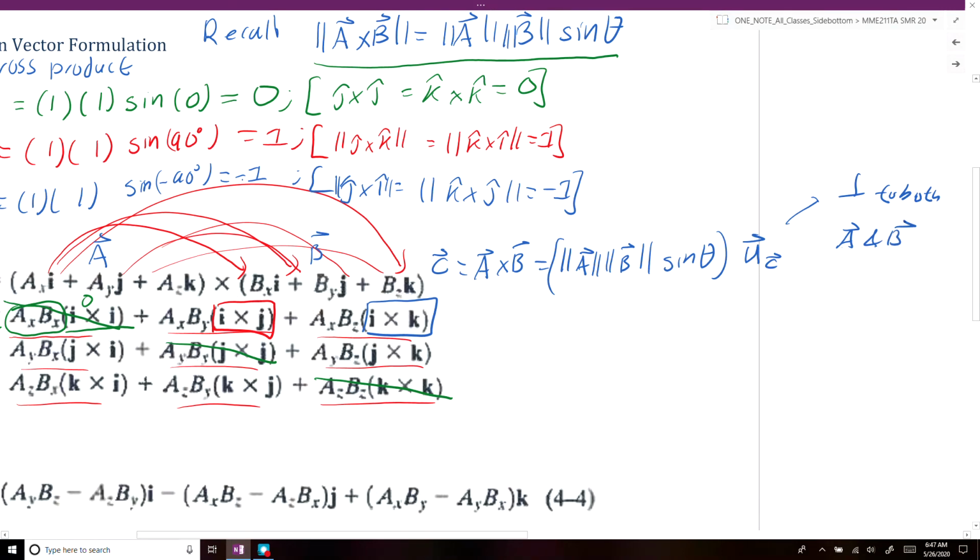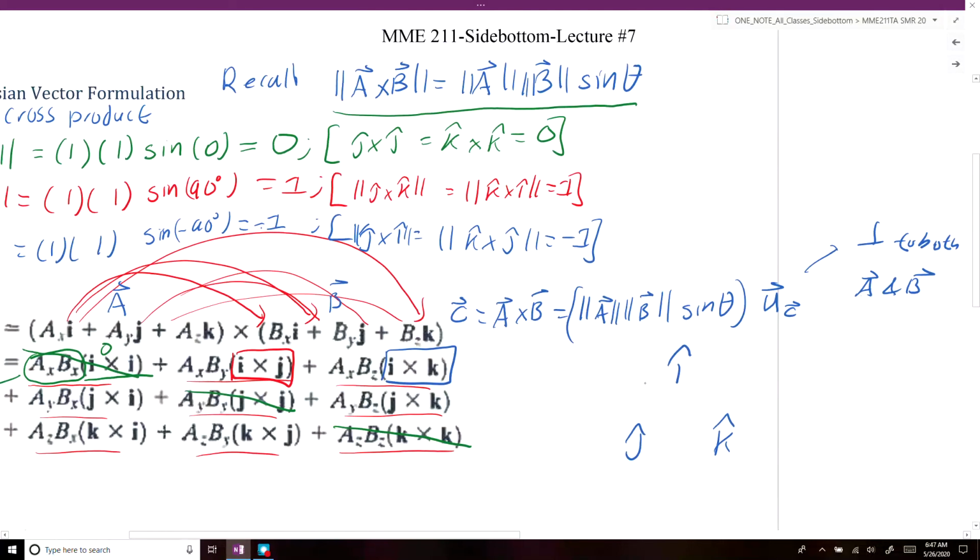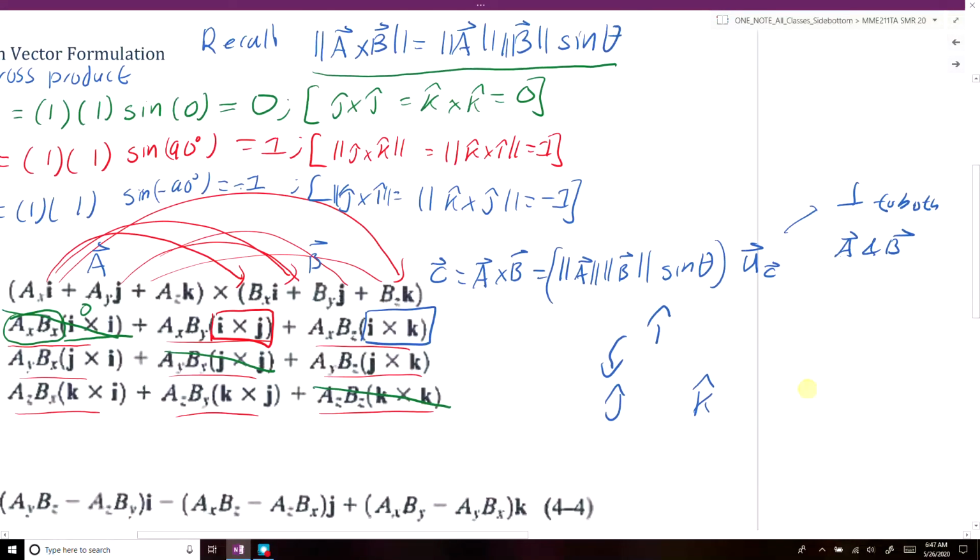So in our case, we only have three unit vectors. We have unit vector i, unit vector j, and unit vector k. If we take the cross product of unit vector i with unit vector j, the only vector that is perpendicular to both i and j would be unit vector k. In a similar fashion, if we took the cross product of unit vector j and unit vector k, you would get unit vector i. So for each of these terms, we have to add the unit vector that is at a 90-degree angle relative to them.